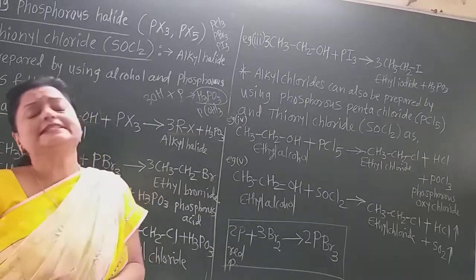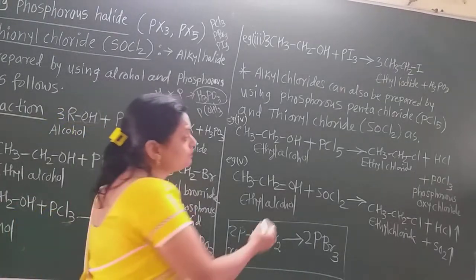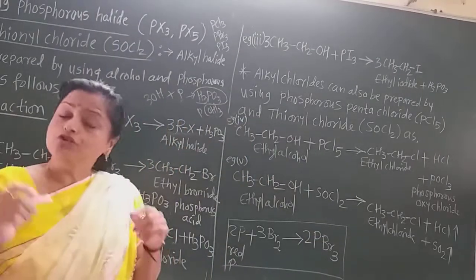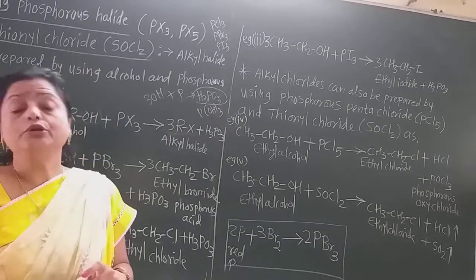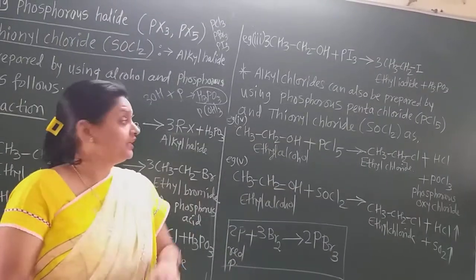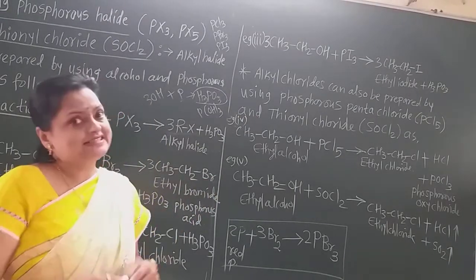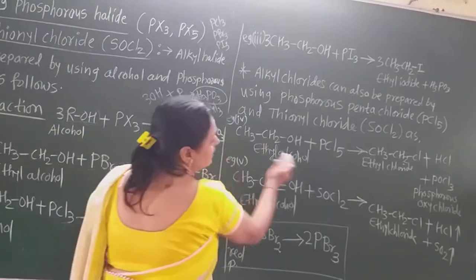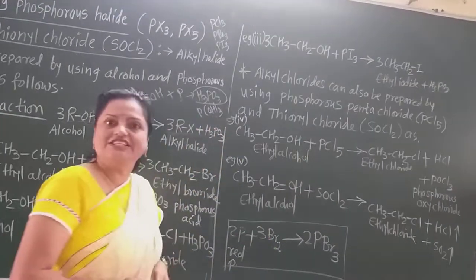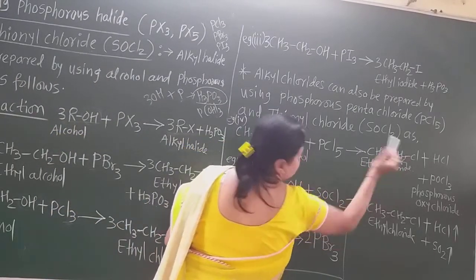Now only 2 examples of this topic are remaining, and they are from phosphorus pentachloride and thionyl chloride. Now student, remember that when you have to form alkyl chlorides by using these reagents, they take only one molecule of the alcohol and not 3 molecules. Let us balance this reaction. Now here 5 chlorines are there. We require only 1 chlorine to replace this OH. Now here CH3CH2Cl, ethyl chloride, is obtained.